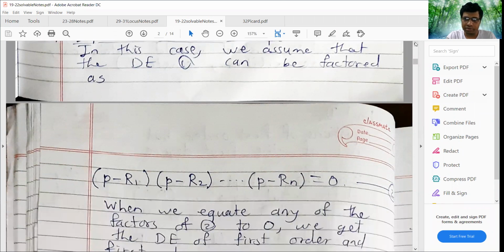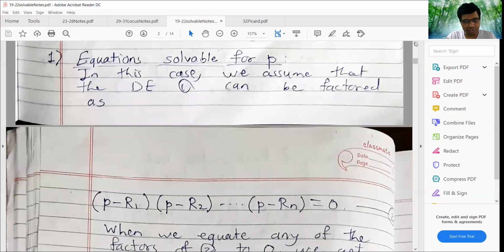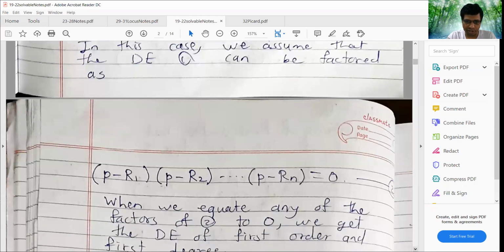So given a differential equation of first order and higher degree, the first case is we can write it as (p minus r1) into (p minus r2) and so on up to (p minus rn). That means suppose we can factorize it into factors of this form, p minus r1, p minus r2, etc. Okay. So such a thing is called an equation solvable for p.